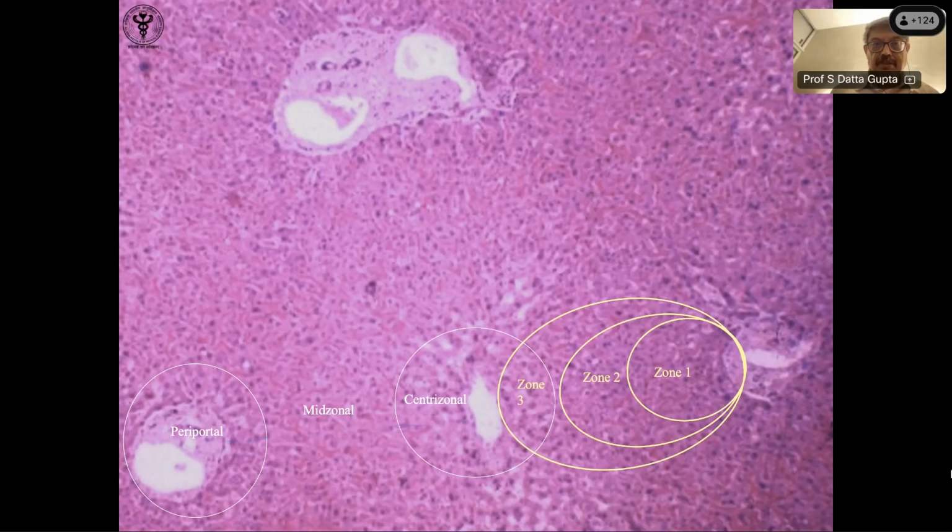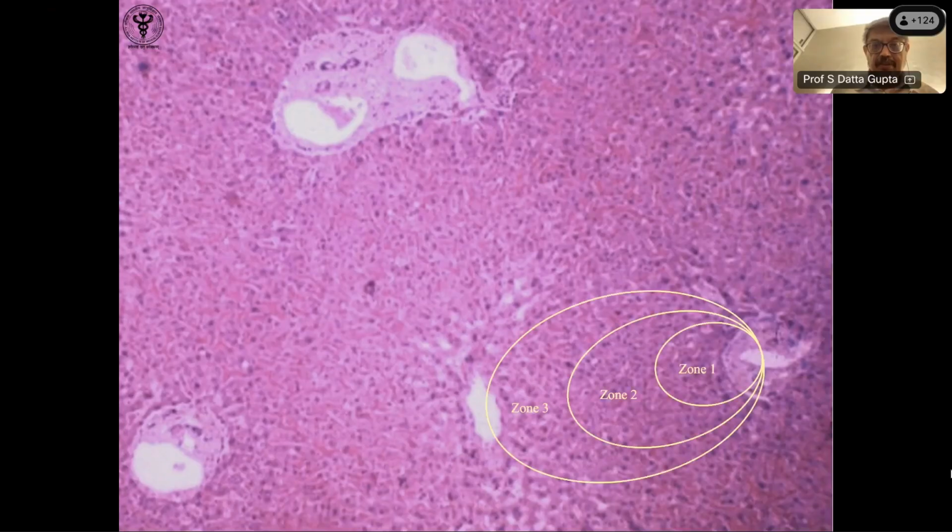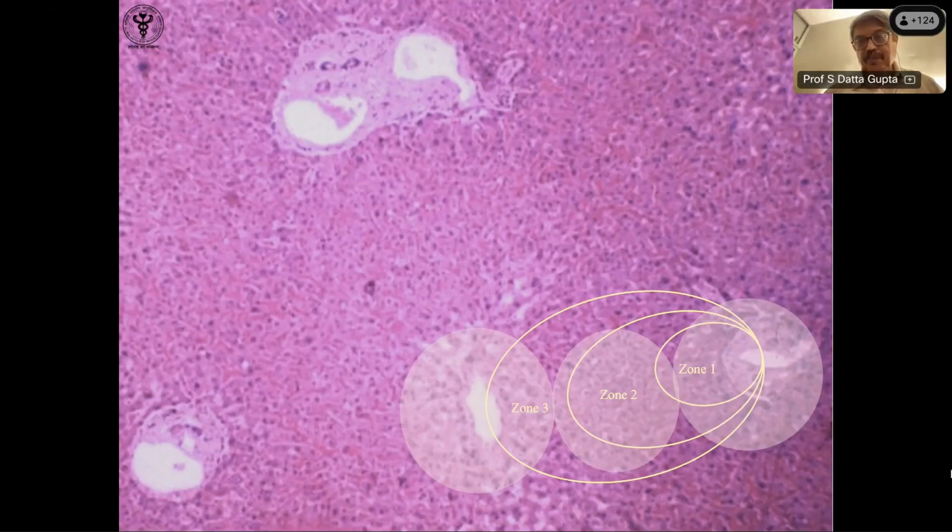So I hope this is clear. All of you are quite clear in this. Okay, so these points are clear. They are roughly but not exactly.